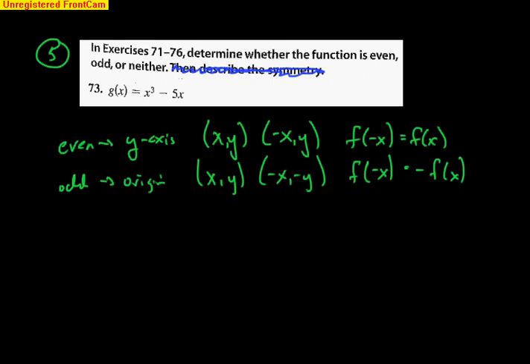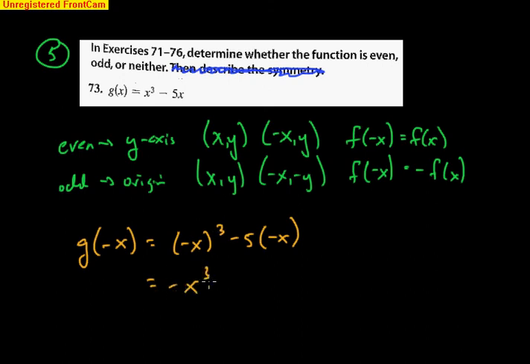Well, g of negative x equals negative x to the third minus 5 times negative x. If we simplify this, negative x cubed stays negative x cubed. Negative 5 times negative x is positive 5x. So that's what we get when we evaluate g for negative x.